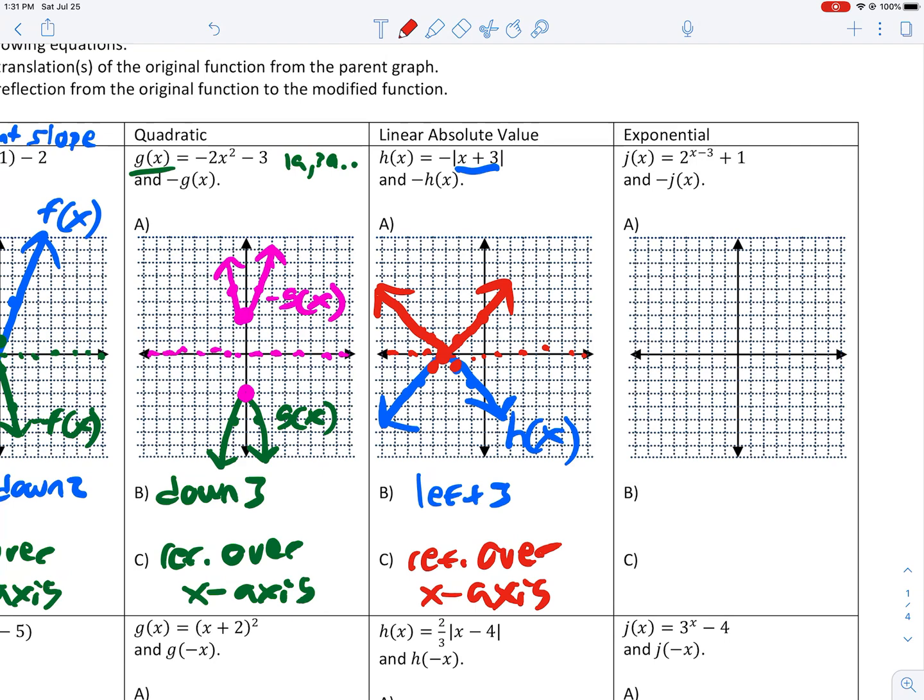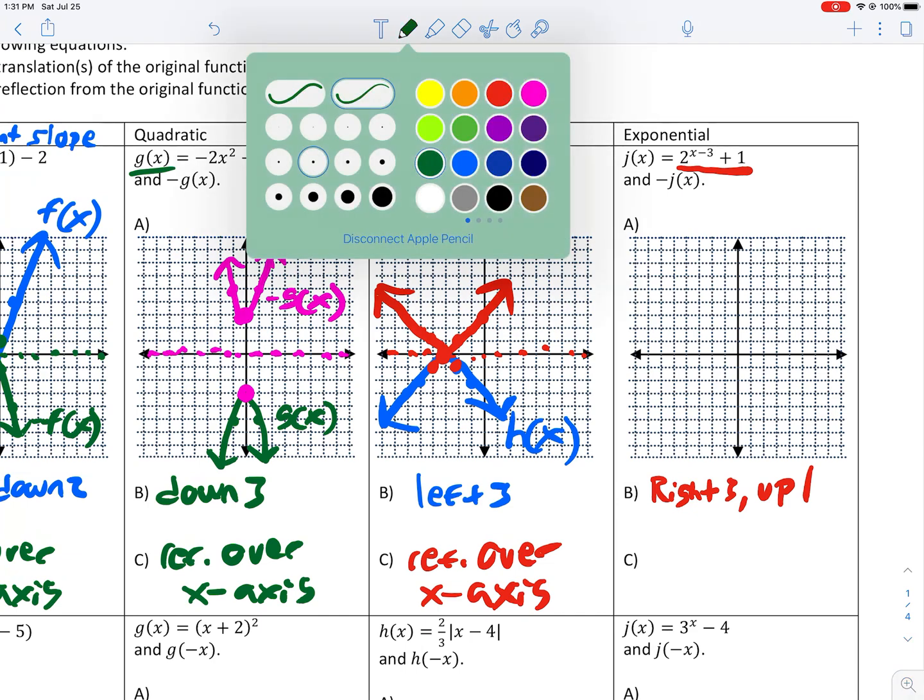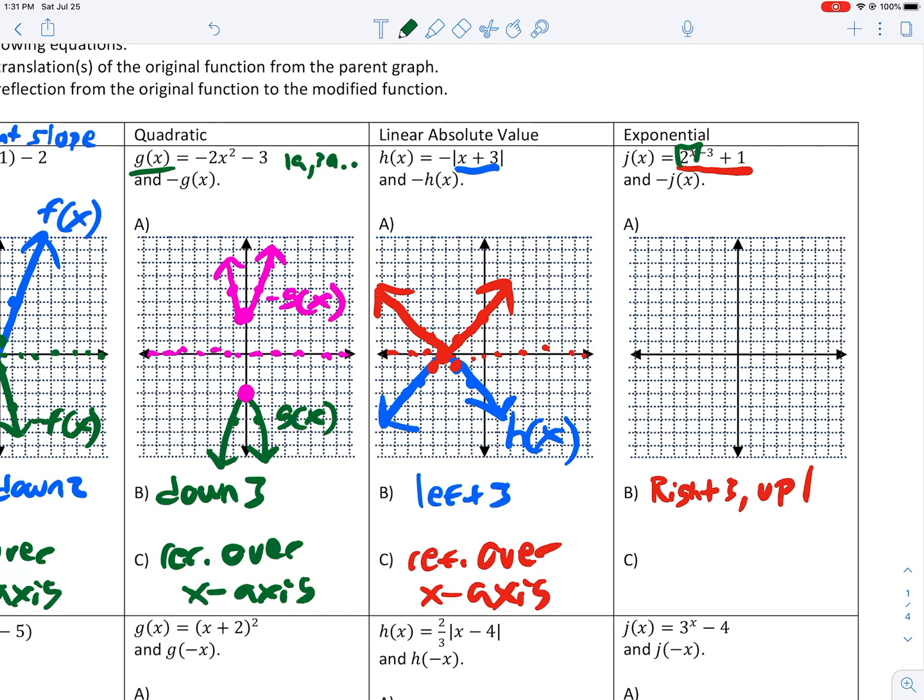Right, the last here is the exponential. This is the more challenging one. So we're going to sketch the first part here. Right, 2 to the x minus 3 plus 1. So it's been shifted to the right 3, and up 1. Okay. So what I'm going to do, it's going to be a little extra work, but I think it's the easier way, is here is the parent function, 2 to the x.